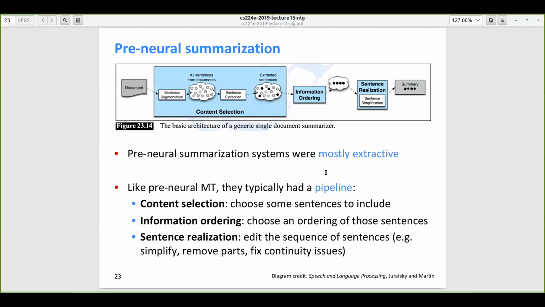So this slide is about how summarization used to happen before neural networks came in. As we can see here, we have a pipeline with different components: content selection, information ordering, and then sentence realization. So what does each of these components do?